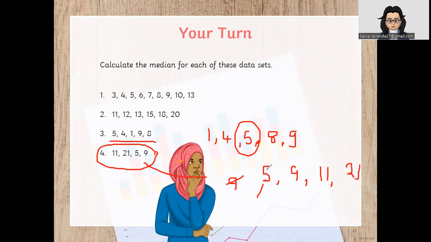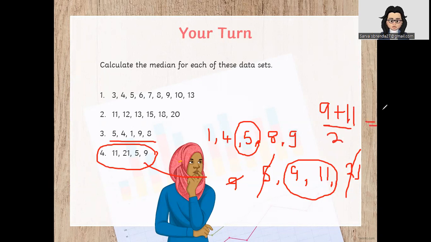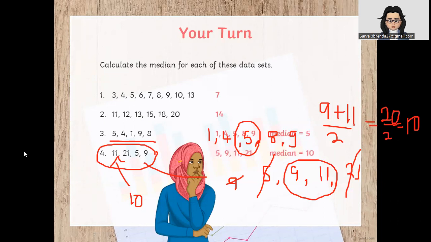However, if I cancel the first and the last data, I have two values in the middle. And so I'll have to take 9 plus 11 and divide it by 2. So 9 plus 11 is 20. 20 divided by 2 is 10. So the median for this set of data is 10. All right, so 7, 14, 5, and 10.